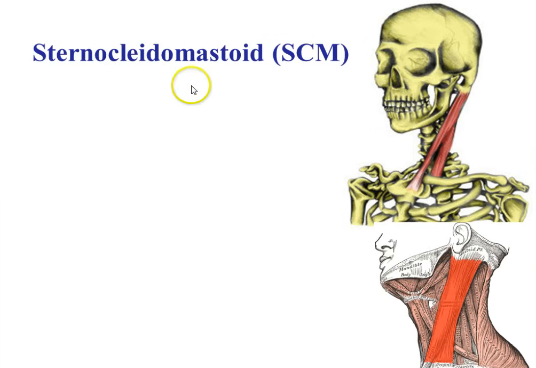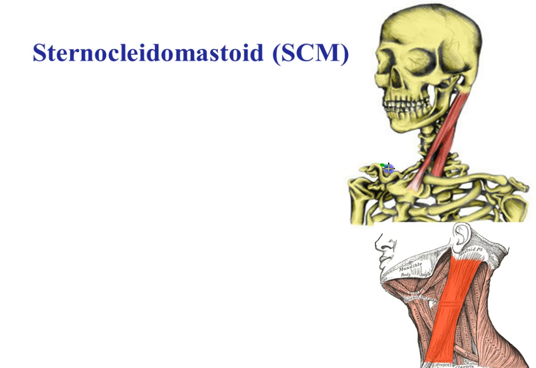Alright, the first one we're going to talk about is going to be the sternocleidomastoid, and you'll see me abbreviate it the SCM at times. Yep, that's a big name, sternocleidomastoid. But in reality, if you pay attention, you can understand where it's attached. So let's take a look. The sterno part of it tells you it's attaching to the sternum.